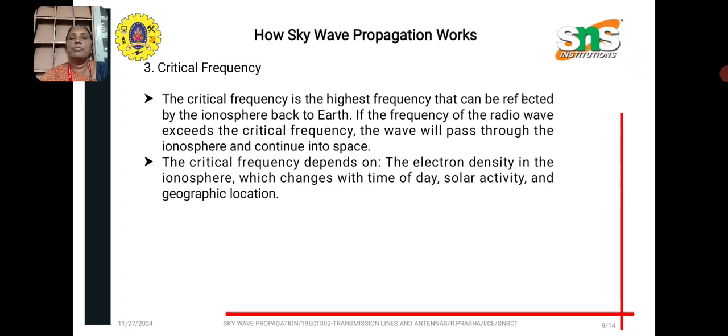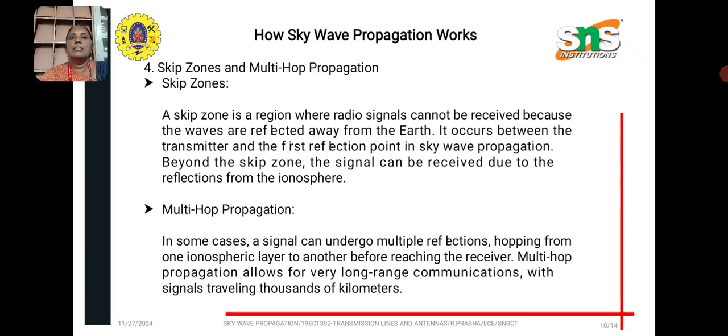And the skip zone in multi-hop propagation is a zone where the radio signals cannot be received because the waves are reflected away from the earth, and it occurs between the transmitter and the first reflection point in skywave propagation. Beyond the skip zone, the signal can be received due to the reflection from the ionosphere.